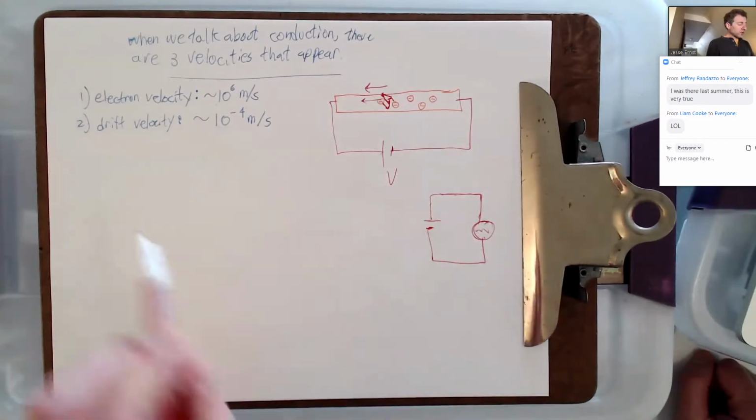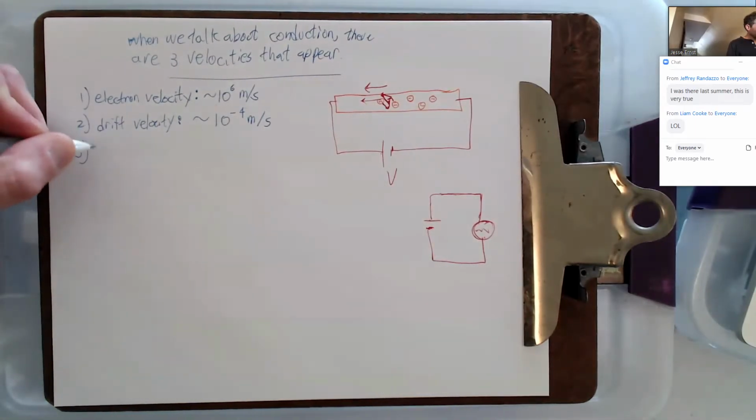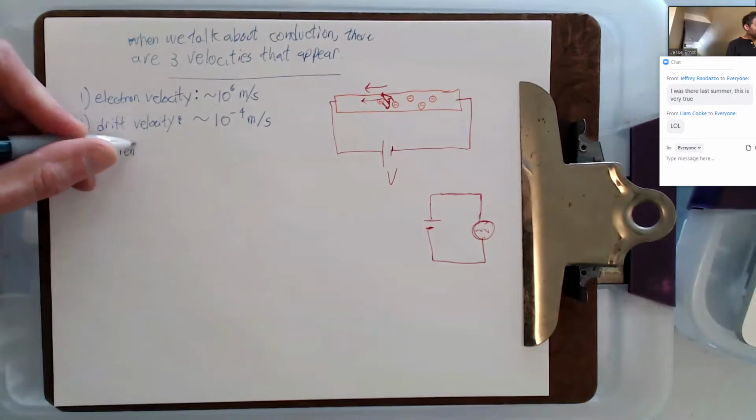Right? So there's a third velocity. And this is called the current velocity.